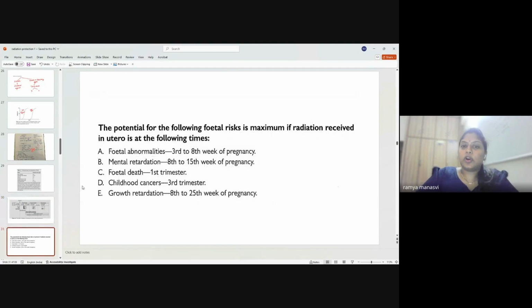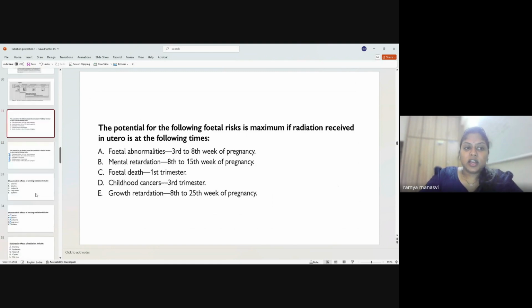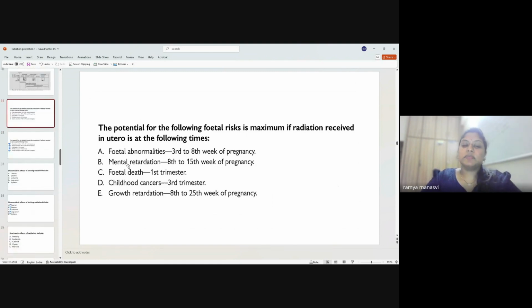The potential for the following fetal risks is maximum if radiation received in utero is at the following terms. Fetal abnormalities in 3rd to 8th week of pregnancy. Yes, true, we have just discussed. Mental retardation 8th to 15th week. Yes, true. Fetal death in the first trimester. No, it is just post-conception 10 days. After that, it is mental retardation and other abnormalities. Childhood cancers in 3rd trimester.